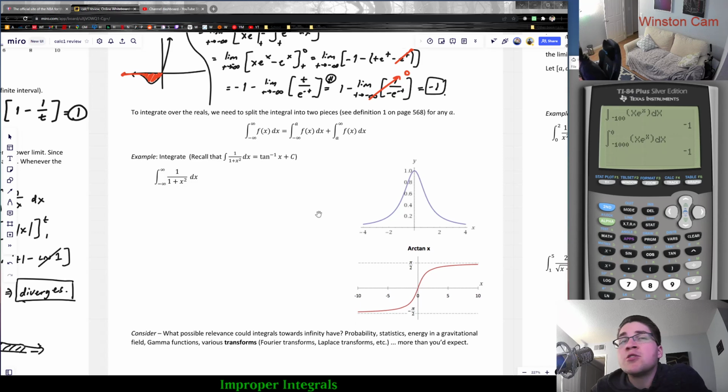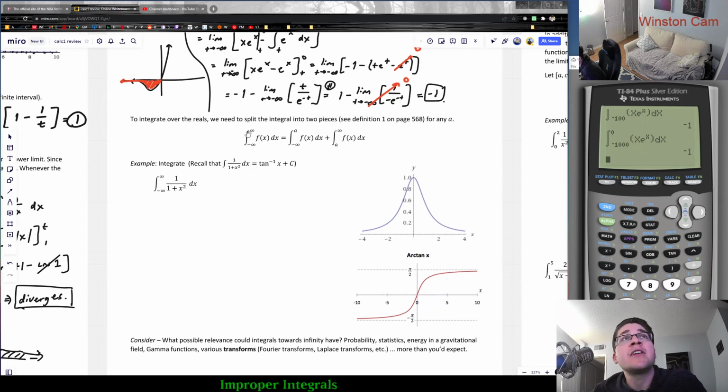In math, it's also quite useful for various transforms, like what are called Fourier transforms and Laplace transforms. I think you have a homework problem on a little bit of that. And certain functions are even defined as integrals to infinity, like Fresnel integrals or gamma functions, and so on. So anyways, knowing how to integrate to infinity is quite useful.